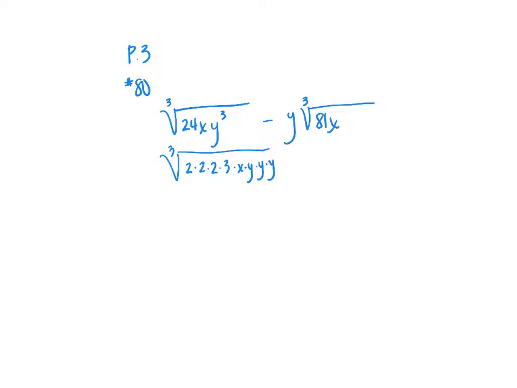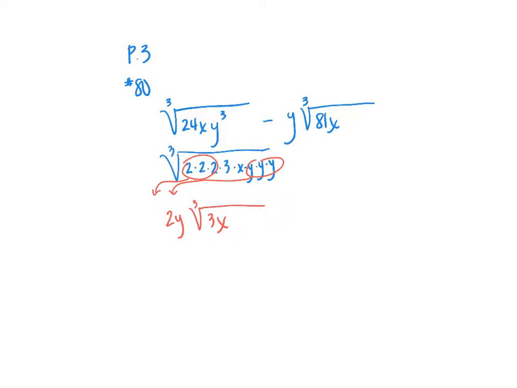So when you're taking a cubed root, you've got to have 3 of the same number in order to take 1 out. So you're going to be able to take out a 2, and you'll be able to take out a y. And so we would write that 2y times the cubed root of 3x.